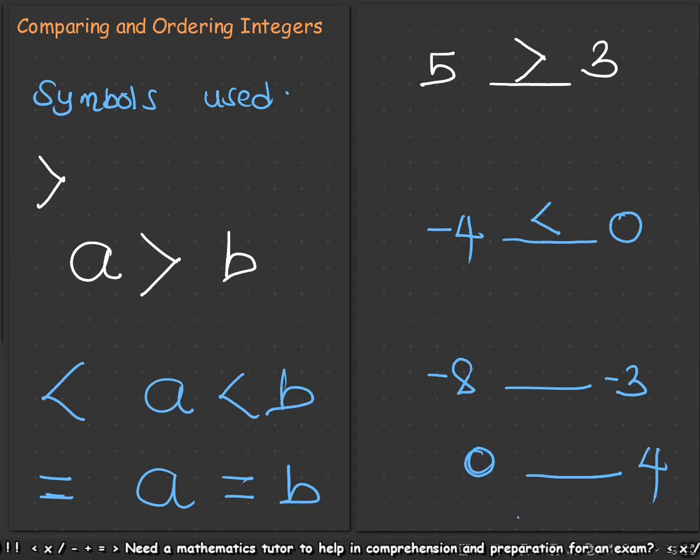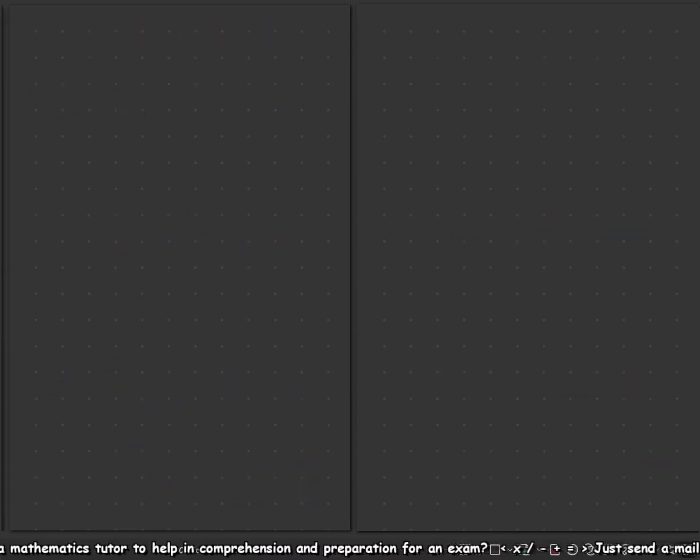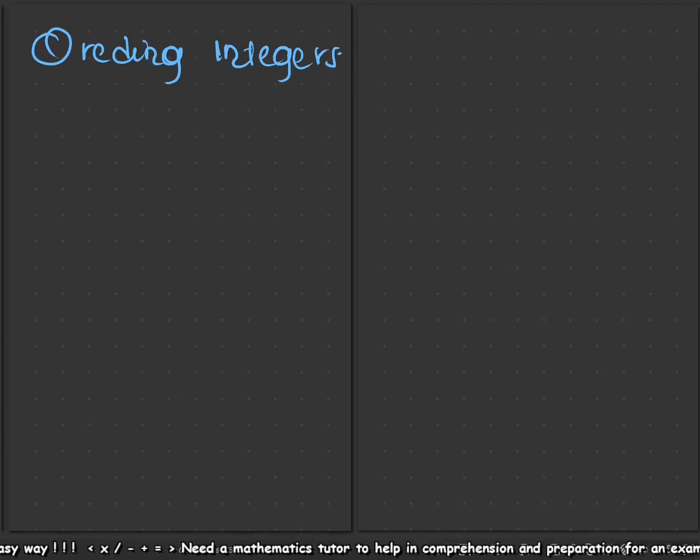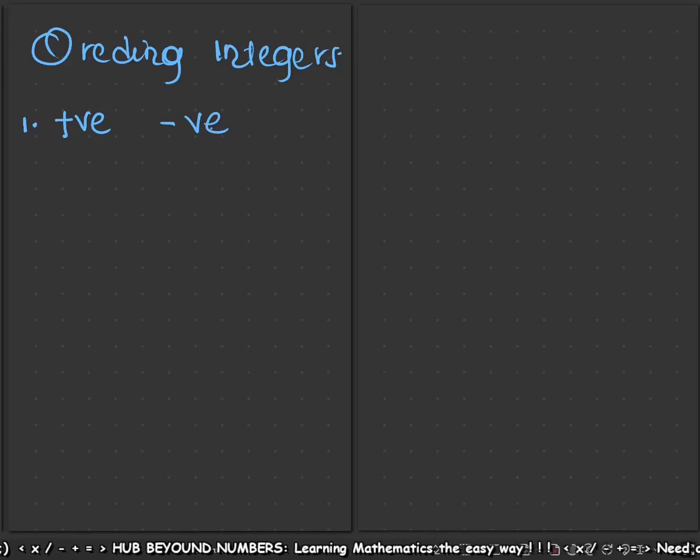With this done, let's then look at how we can order these integers. Now, when it comes to ordering integers, all we want to do is, you have a set of integers and you want to arrange them either in ascending or descending order. Now, take note of the following. When you want to order a positive versus a negative, always take note that any positive integer at all is always greater than any negative integer.